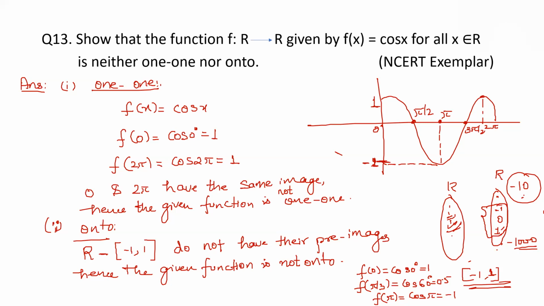No, sir. So in set B, we are considering all the real numbers, right? Yes, because it is given in the question. Please check here, the real numbers are given. Okay. So in set B, we are considering the complete set of real numbers, but cos does not give you an image except -1 to 1. That's why the rest of the real numbers do not have pre-images.